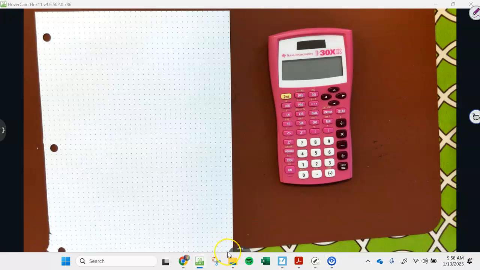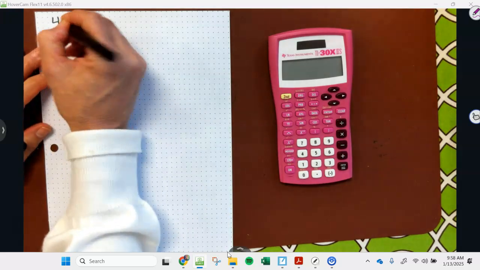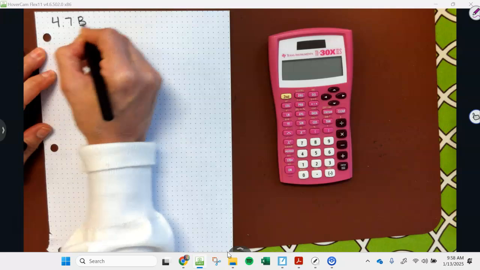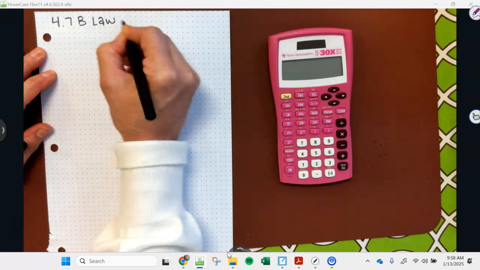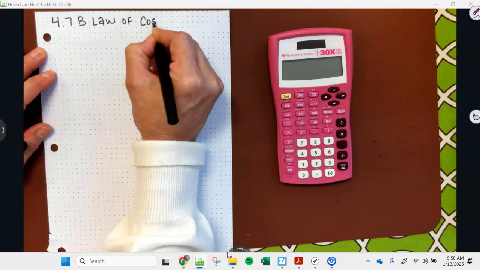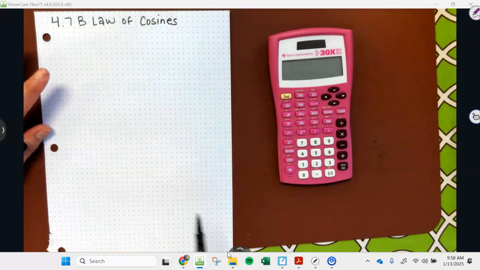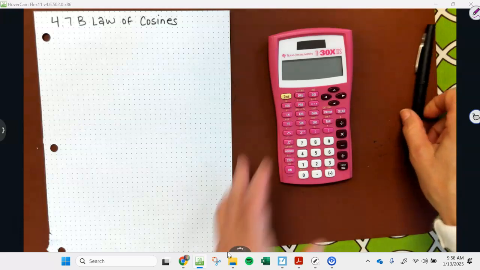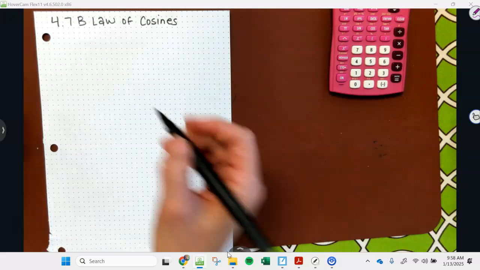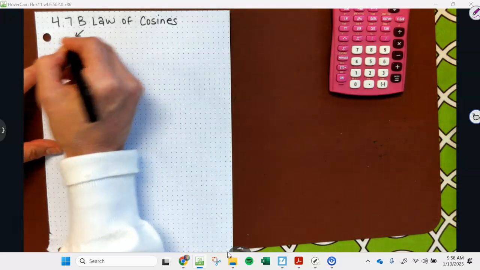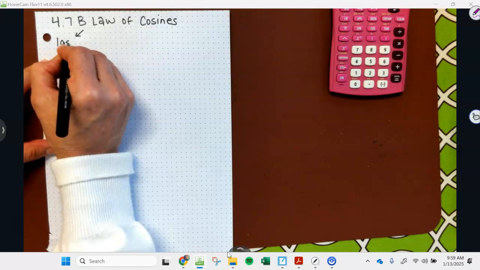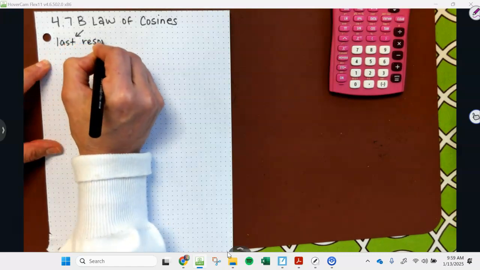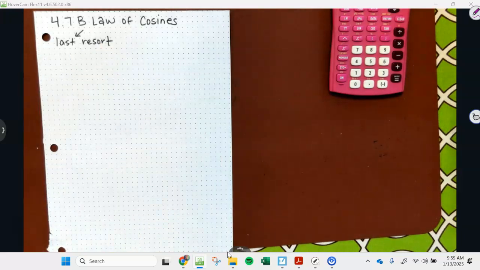So 4.7b, this is going to be law of cosines. You will also have to have this formula memorized, but I think it's pretty straightforward and we'll talk about it. A few things about law of cosines. First of all, it is to be used kind of like a last resort. If you cannot use law of sines, then you have to use law of cosines.